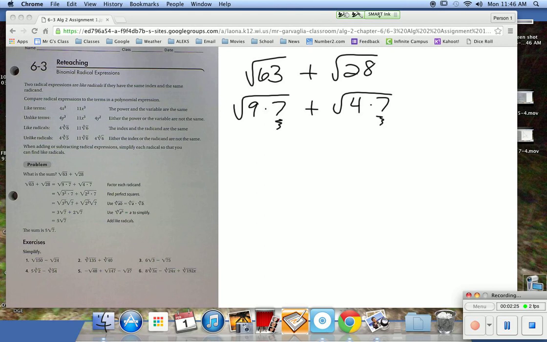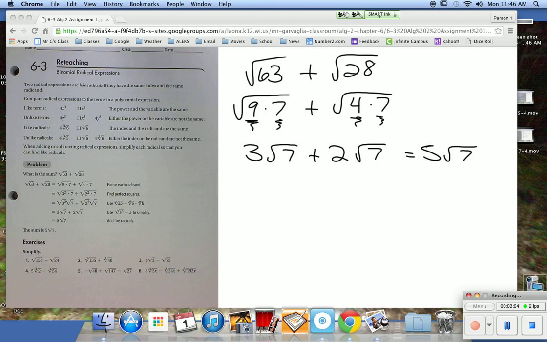I've got a perfect square here, right? And a perfect square here. If I pull that 9 out, what's the square root of 9? 3. So I can go 3 square root of 7 plus the square root of 4, which is 2 square root of 7. Now I have the same square roots, and when I add them up, it becomes 5 square root of 7. All right. Pretty easy once you see it, right?